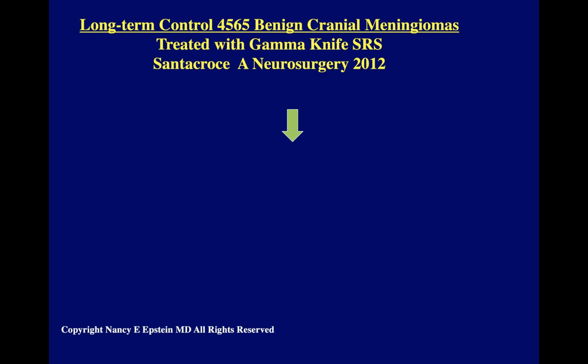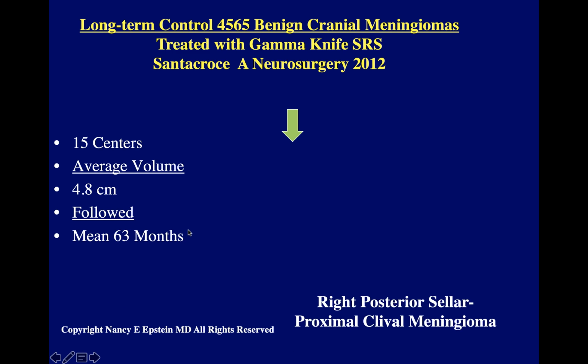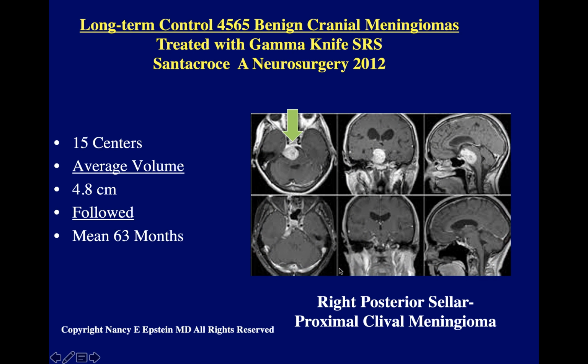Long-term control for 4,565 benign cranial meningiomas treated with Gamma Knife stereotactic radiosurgery in the Santa Croce series in Neurosurgery in 2012. These data were accumulated from 15 centers. The average tumor volume was 4.8 cm, again well below the 7.3, 7.5, and 7.6 sizes seen in some of the other studies. These patients were followed for an average of 63 months, so just over 5 years. Here's an example of a right parasellar meningioma also involving the proximal clivus that may well have been included in this study.